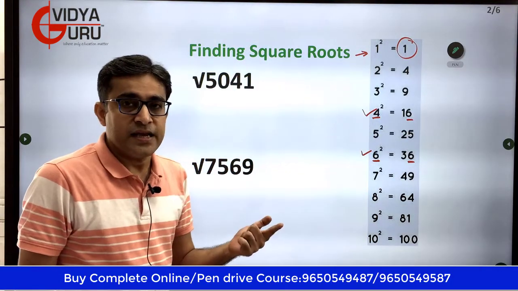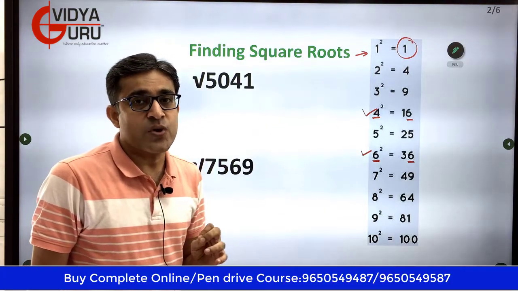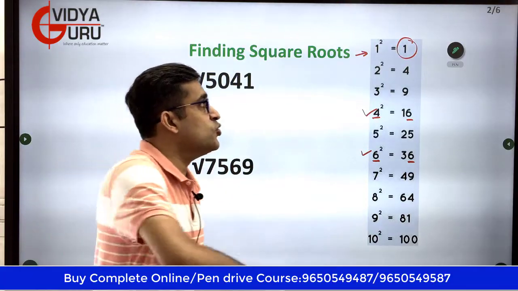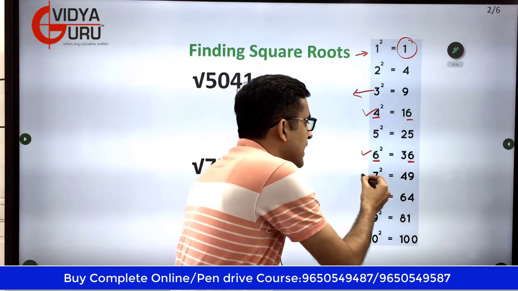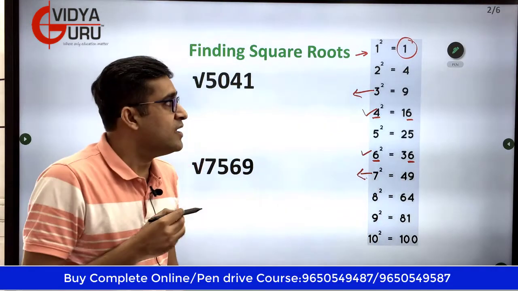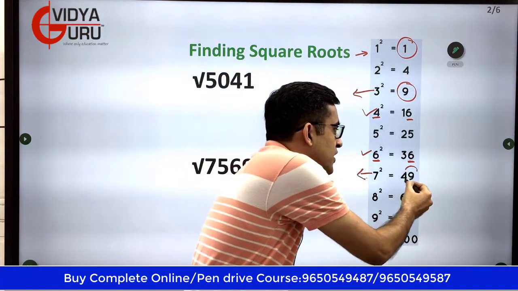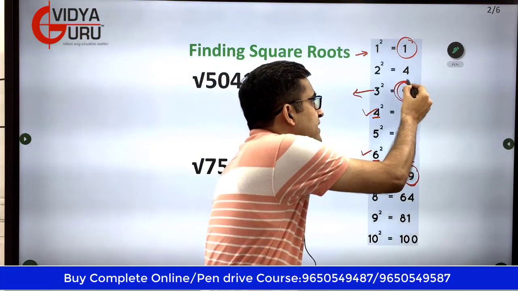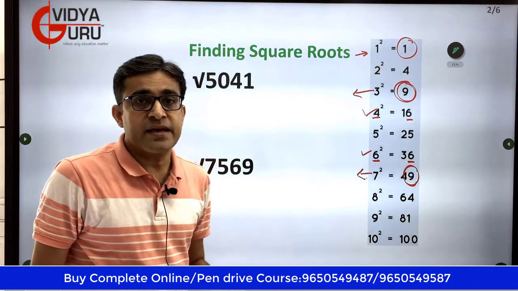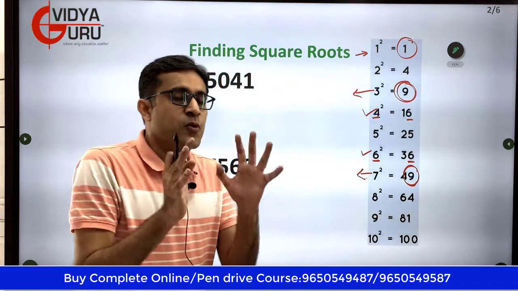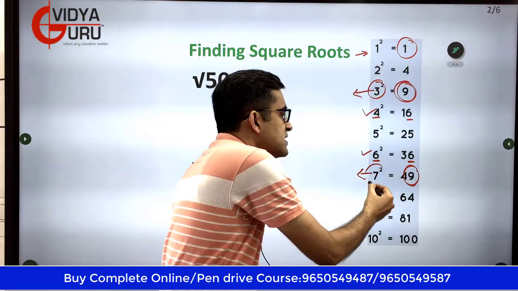Similarly, if you have a perfect square which ends in 9, then there are two possibilities. The square root can end in either 3 or 7. Why? Because look at the square of 3: 3 square is 9 and 7 square is 49. So this 9 at the end can be there because of only two possibilities. Those two possibilities are that the square root can end in either 3 or 7.